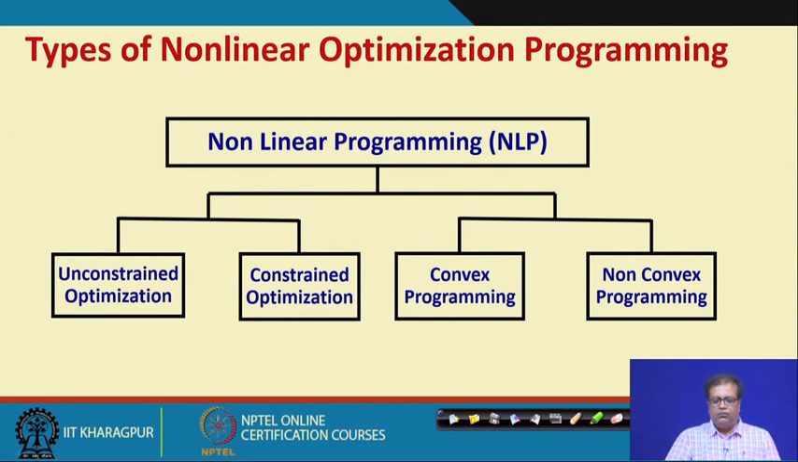Now, broadly we may classify nonlinear programming problems, NLP, into these different classifications, actually two. The problems could be unconstrained or constrained, or problems could be convex or non-convex. So, there could be an unconstrained problem, as the name suggests, where there are no constraints, only an objective function. In constrained optimization, on the other hand, there is an objective function and there are constraints also.